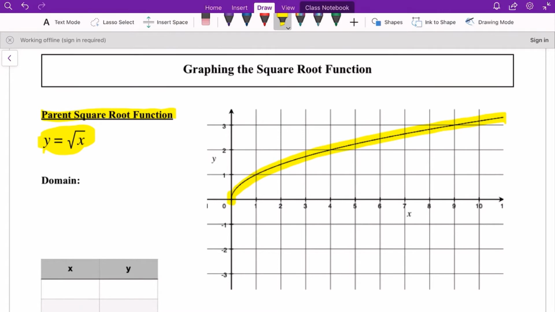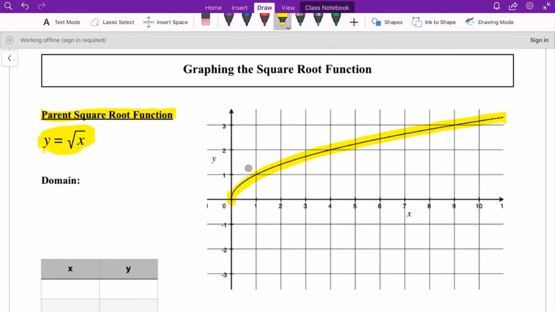For this particular graph, the parent graph, it's going to start at 0, 0, and it's going to wind up going off into positive infinity. As x gets larger and larger, the graph is going to go off to positive infinity. And this is the general shape for all square root functions.